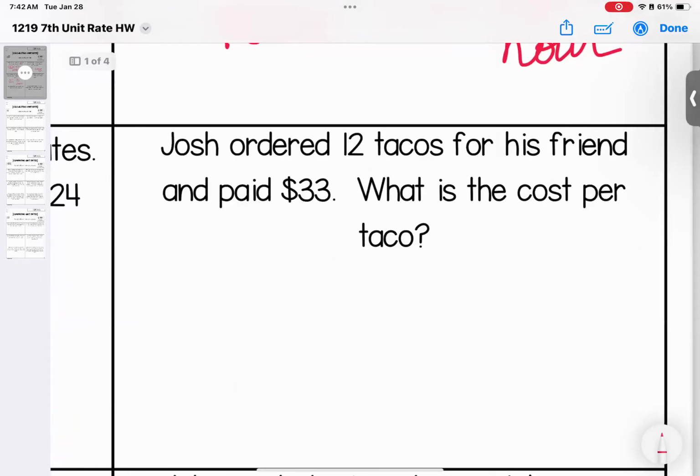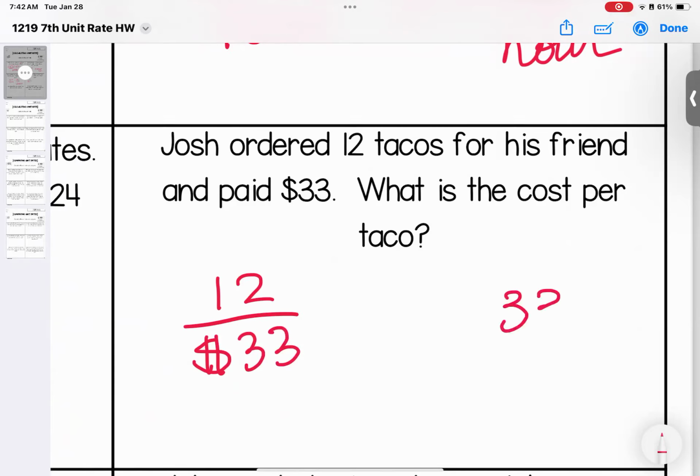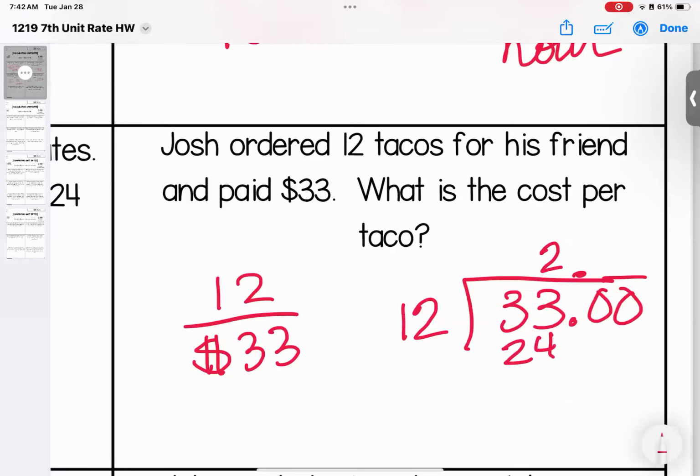Over here, Josh ordered 12 tacos for his friend and paid $33. What is the cost per taco? This is like what we were doing in class with our long division. So 12 does not go into 3, but it does go into 33. 2 times is 24. Gonna have to borrow. 9, bring down our 0.